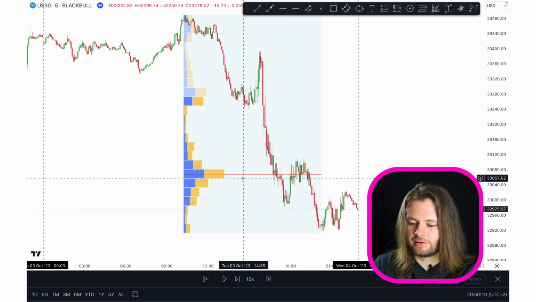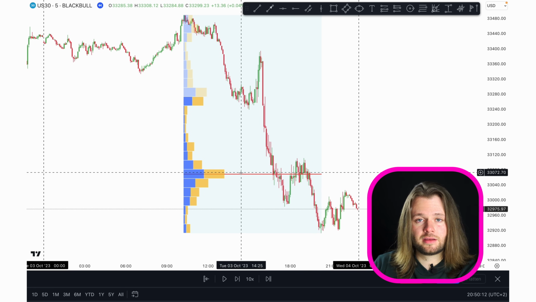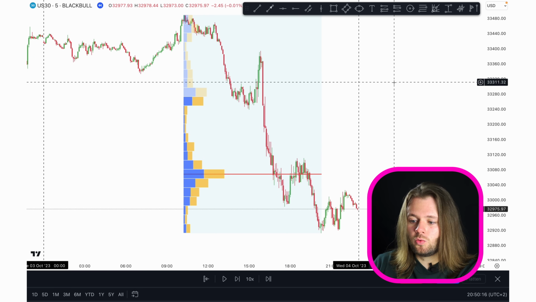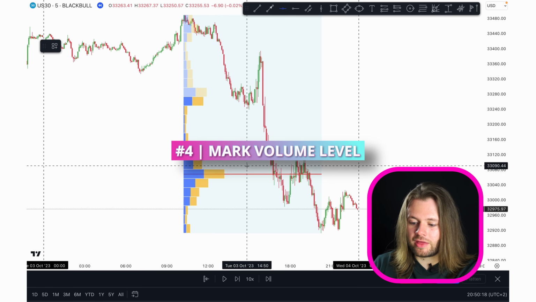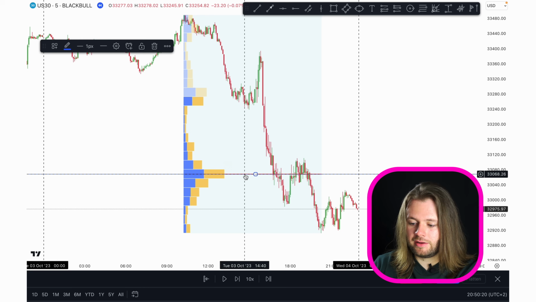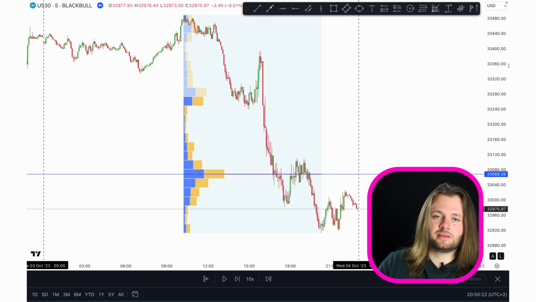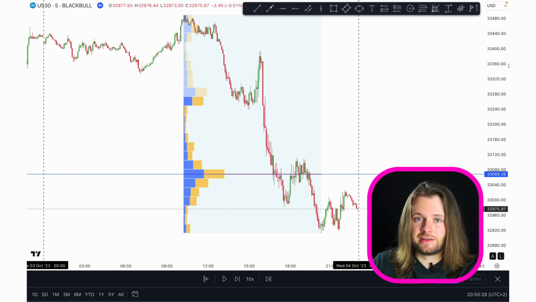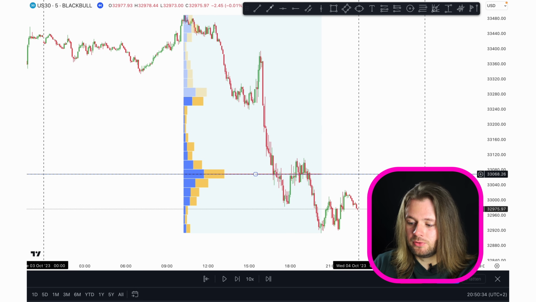As you can see, this horizontal red line here can be seen as your volume level for that day. You want to go ahead and mark that level with a horizontal line so that you can clearly see where it is placed on the chart. Now, what will invalidate the strategy immediately is if price mitigates that blue line before London open the next day.